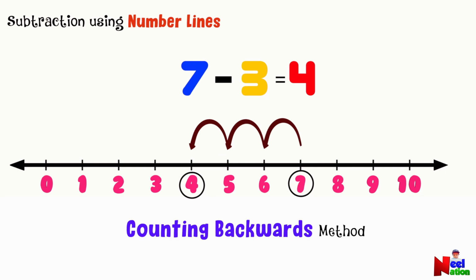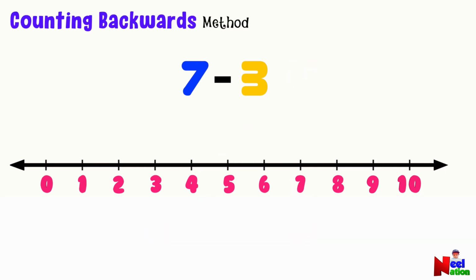In the counting backward method, you keep the bigger number in mind and you count backward by the number you are taking away, starting just before the larger number. You keep 7 in your mind, and since you are taking 3 away from 7, you count backwards 3 times, starting before 7, which is 6, 5, 4.